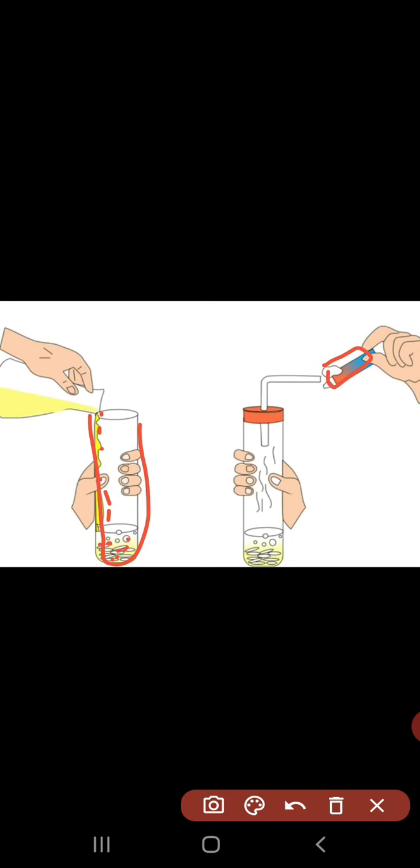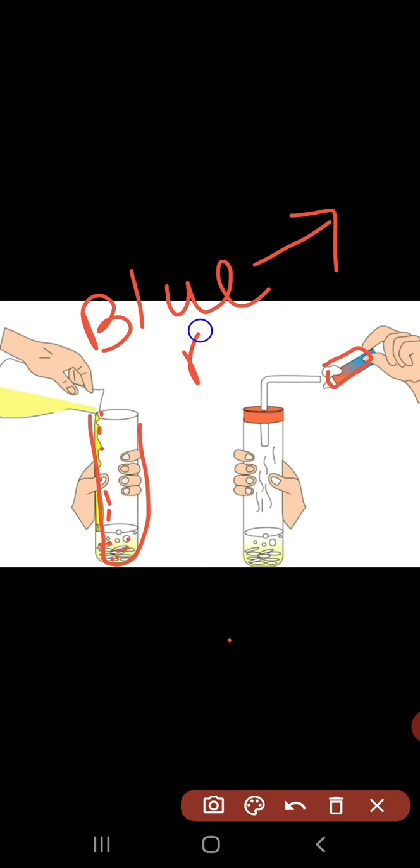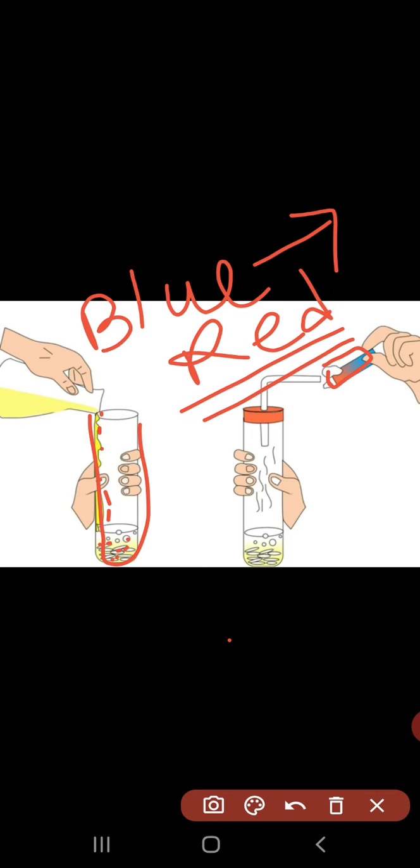When we use a dry litmus paper, then no hydrogen ion is produced, so there is no reaction. But when we use a wet litmus paper, then the blue litmus turns to red. This is an indication of acid.